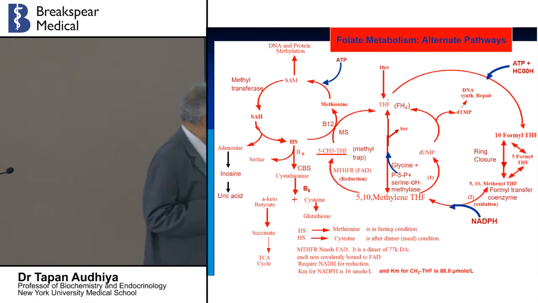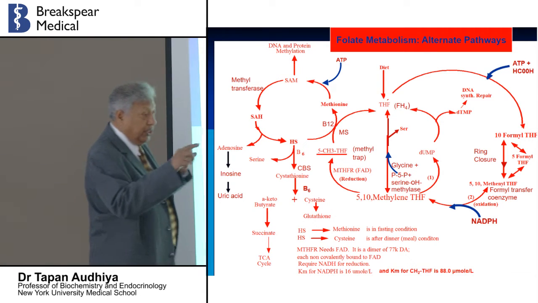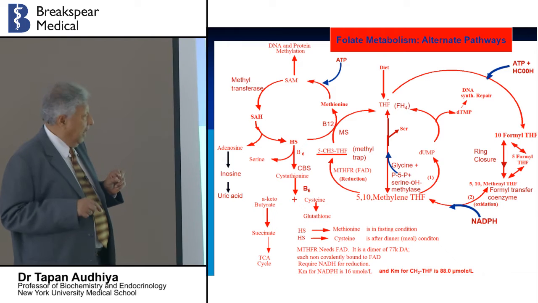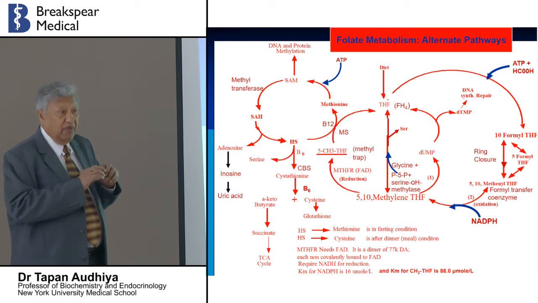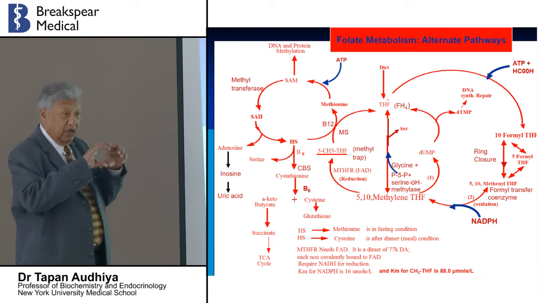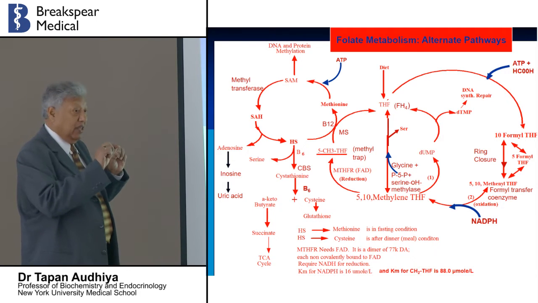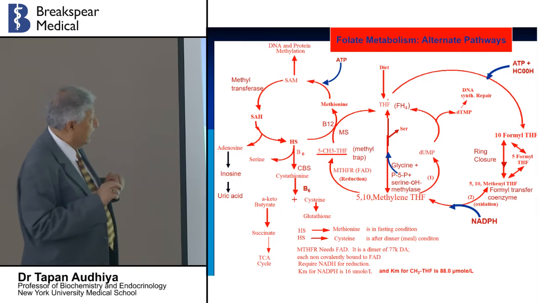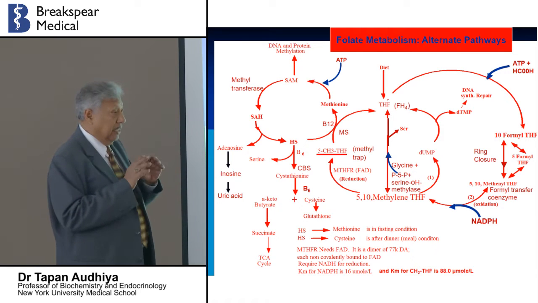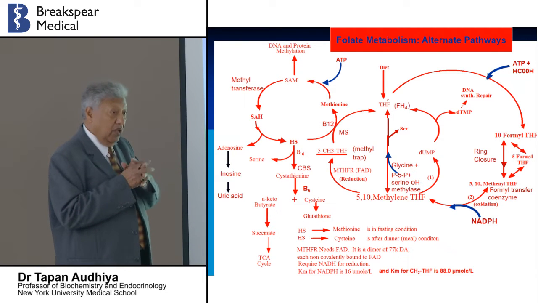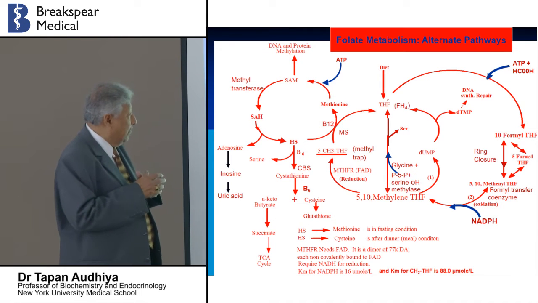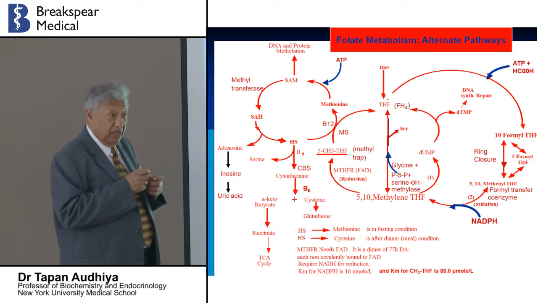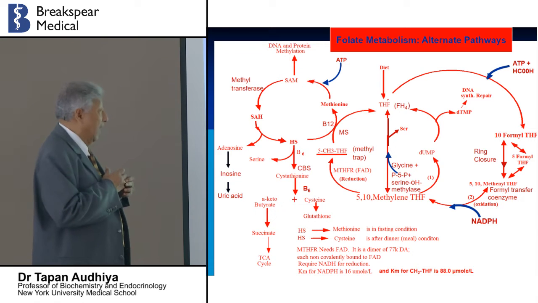With MTHFR, if one chain is a normal chain and one chain is mutated, it's called heterozygous. DNA is a double chain, right? So, one chain is normal and the other one is mutated. Then it's heterozygous. It's less of a problem to cure, I mean, to make better. But if it's homozygous, so both are changed, then it is pretty bad.